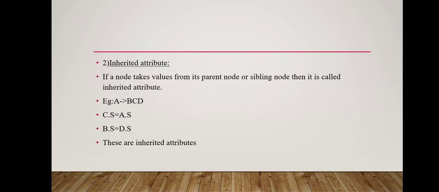In the first semantic rule, C dot S is equal to A dot S. C is the children node which accepts value from the parent node A. Here A is a parent node and C is the children node. So the condition is satisfied. And in the second semantic rule, B dot S is equal to D dot S. Here B is a children node and D is a sibling of B. So the attributes which accept values only from the parent node or sibling node are called inherited attributes.